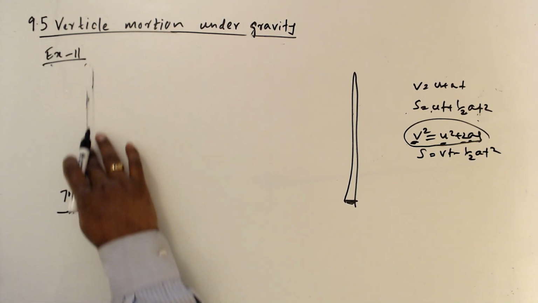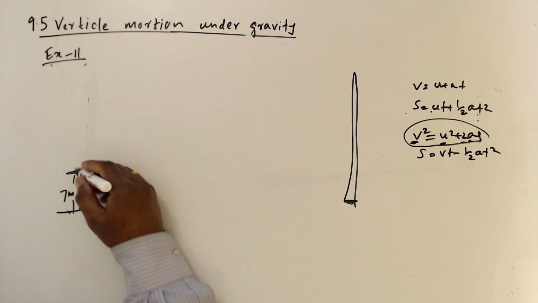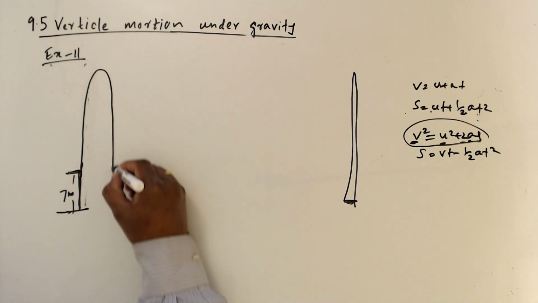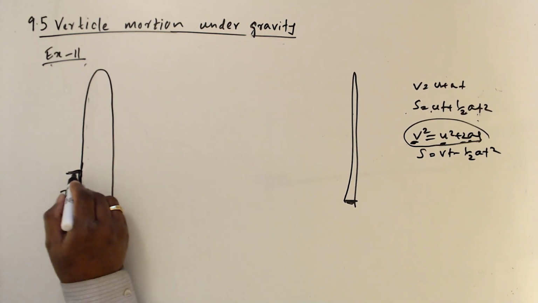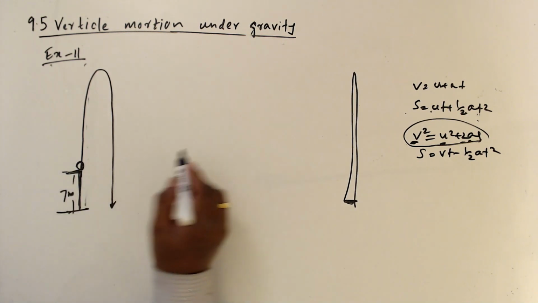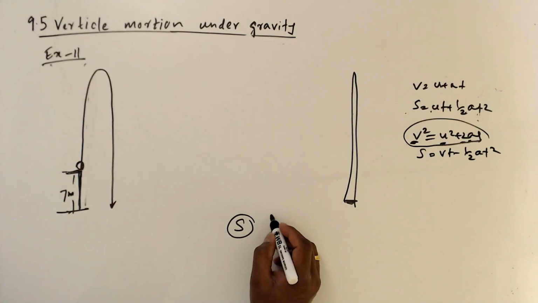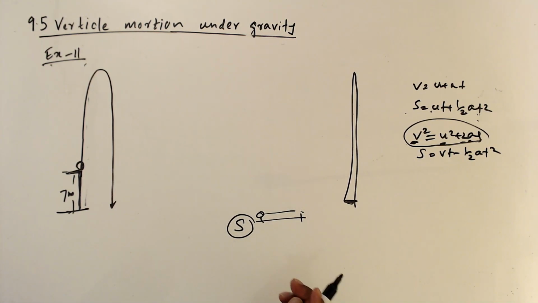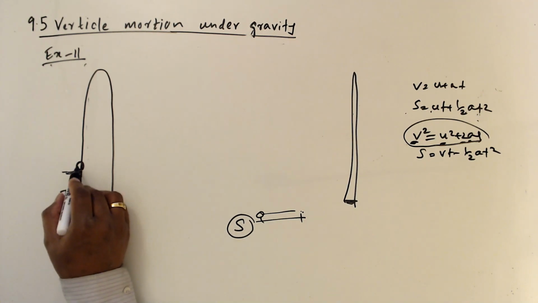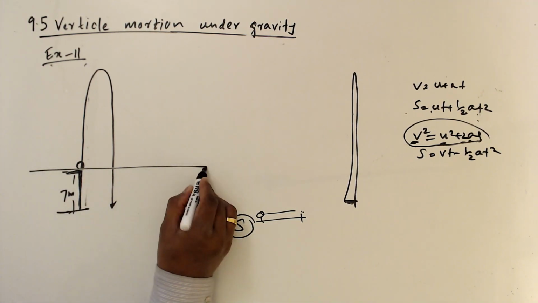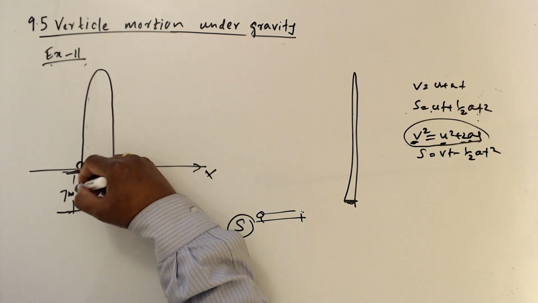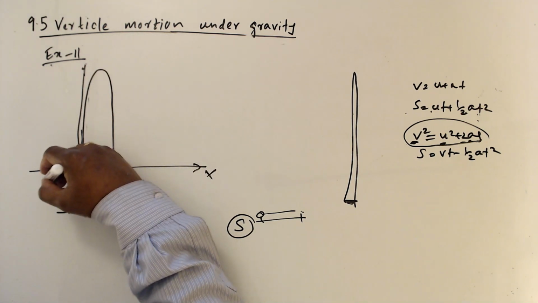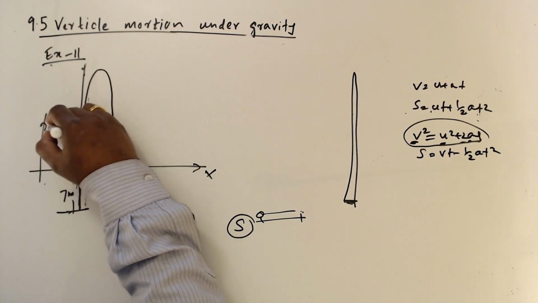Usually we draw this journey as something like this. The ball starts from here. The distance s we usually define from the place where the particle starts to move. This is the x-axis and I stay with this one. So this side is positive. We'll take this side as positive.